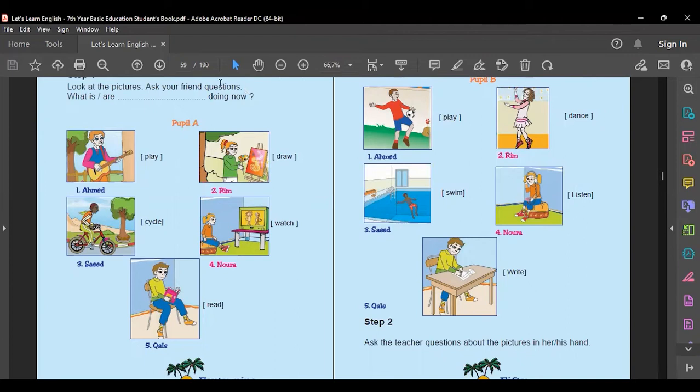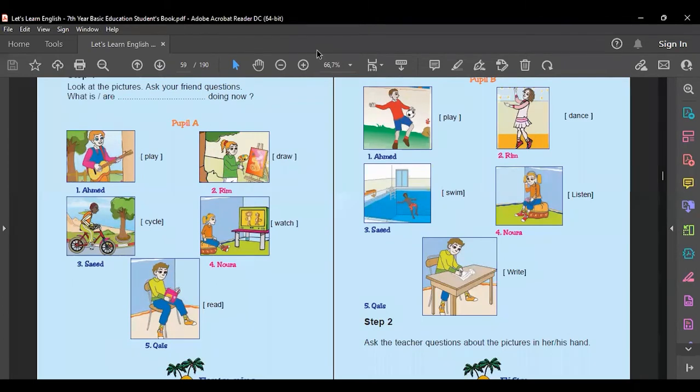For example, this is pupil A, and this is pupil B. We have Ahmed, Saeed, Reem, Noura, and Qais. So we can say, what is Ahmed doing? What is Reem doing? What is Saeed doing? What is Noura doing? What is Qais doing? If we want to use are, we group them all and say, what are the children doing now? So what is Saeed or Ahmed doing? Ahmed is playing the guitar.